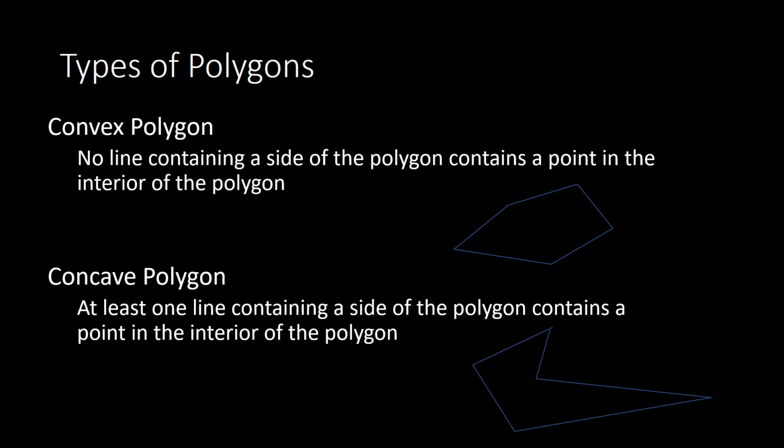So notice the difference. Concave polygon, it kind of caves in. So right here we see this point is inside or in the interior of the polygon, whereas the convex polygon does not have a point on the inside like that. So the convex and concave polygons are opposite of each other. So think of concave, you have the word cave in there, and it looks kind of like the mouth of a cave with a concave polygon.